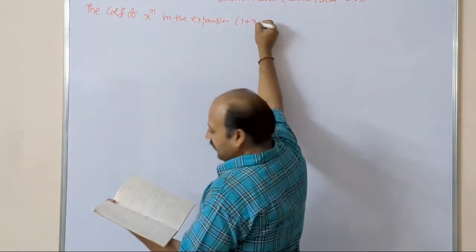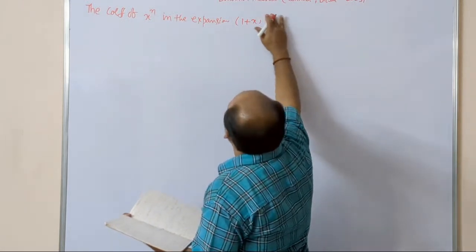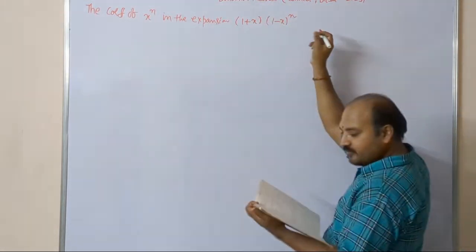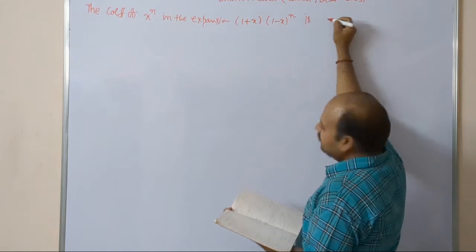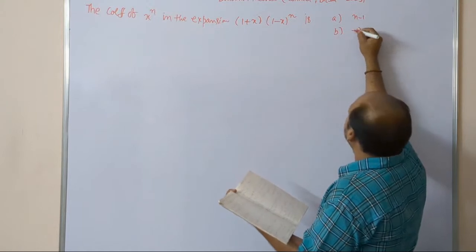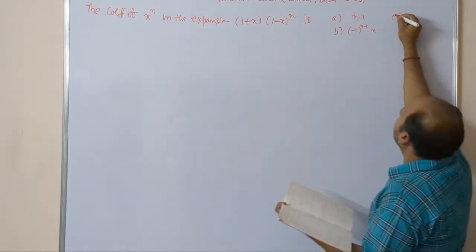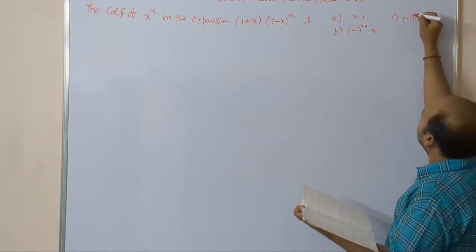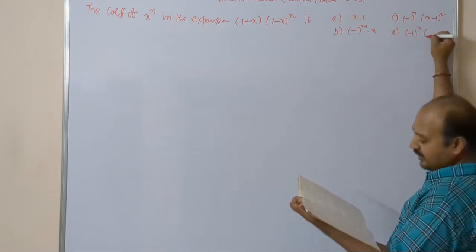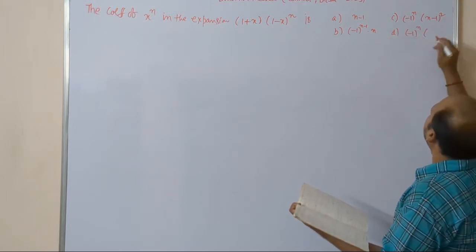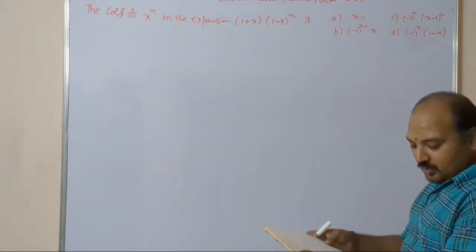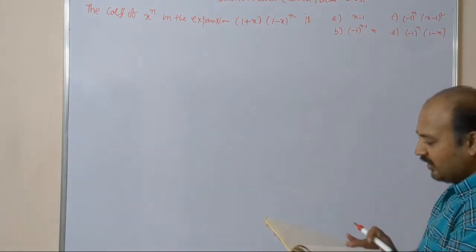(1 plus x) into (1 minus x) whole power n. The first option is n minus 1, the second option is minus 1 whole power n minus 1 into n, the third option is minus 1 whole power n into (n minus 1) whole square, the fourth option is minus 1 whole power n into (1 minus n). So after getting this answer, I will go for what they asked recently.